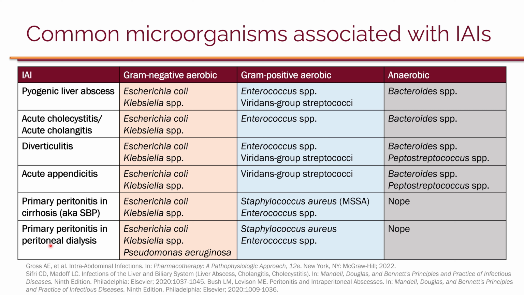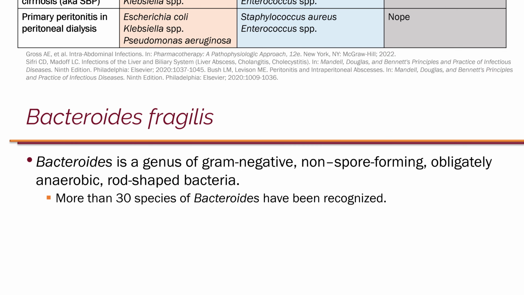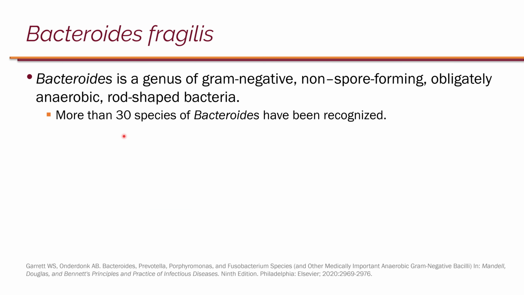Now, with patients who are on peritoneal dialysis, Pseudomonas may be indicated, but for the rest of them, Pseudomonas is typically not an indication unless certain populations within these infections, which we will talk about when we talk about treatment. So let's talk about Bacteroides.